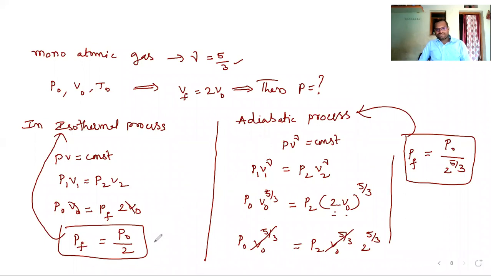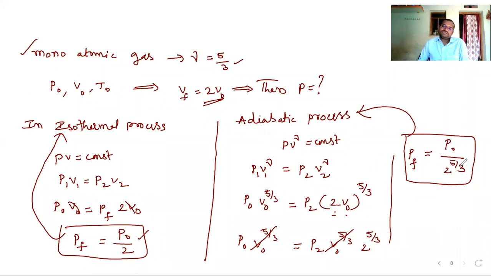Among these two processes, we have taken one monoatomic gas, 1 mole, with gamma 5/3. Initial pressure, volume and temperature are given. We are increasing the volume to 2V0. Then what happened to the pressure? In the isothermal process, pressure becomes P0 by 2, exactly half. Whereas in the adiabatic process, pressure will become still less.